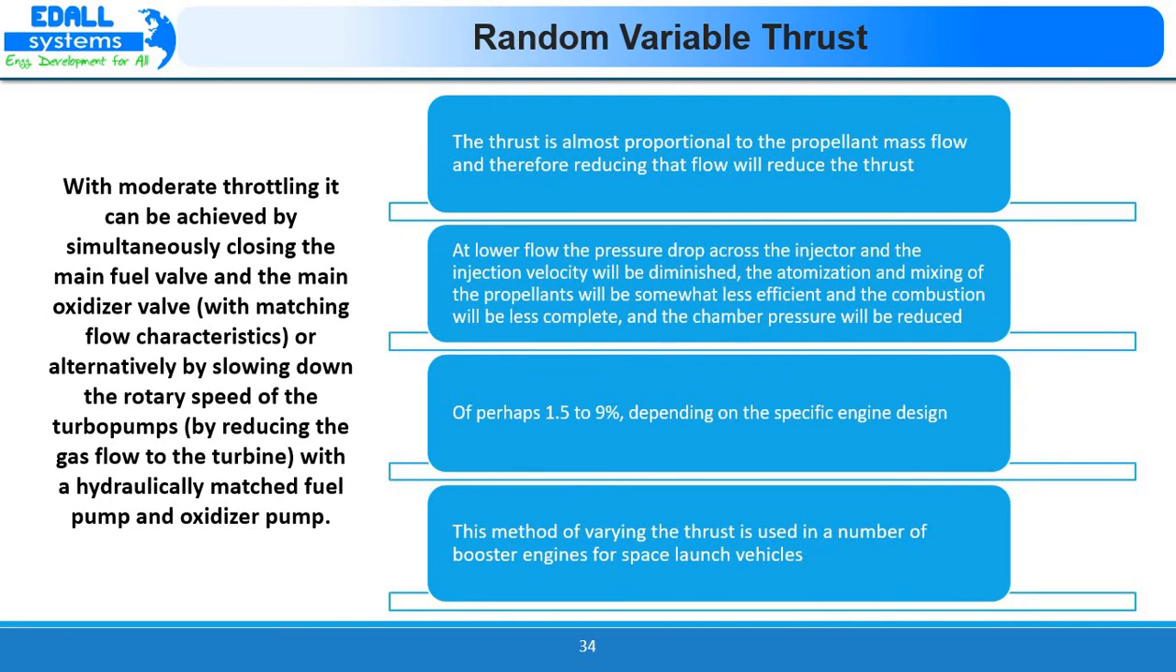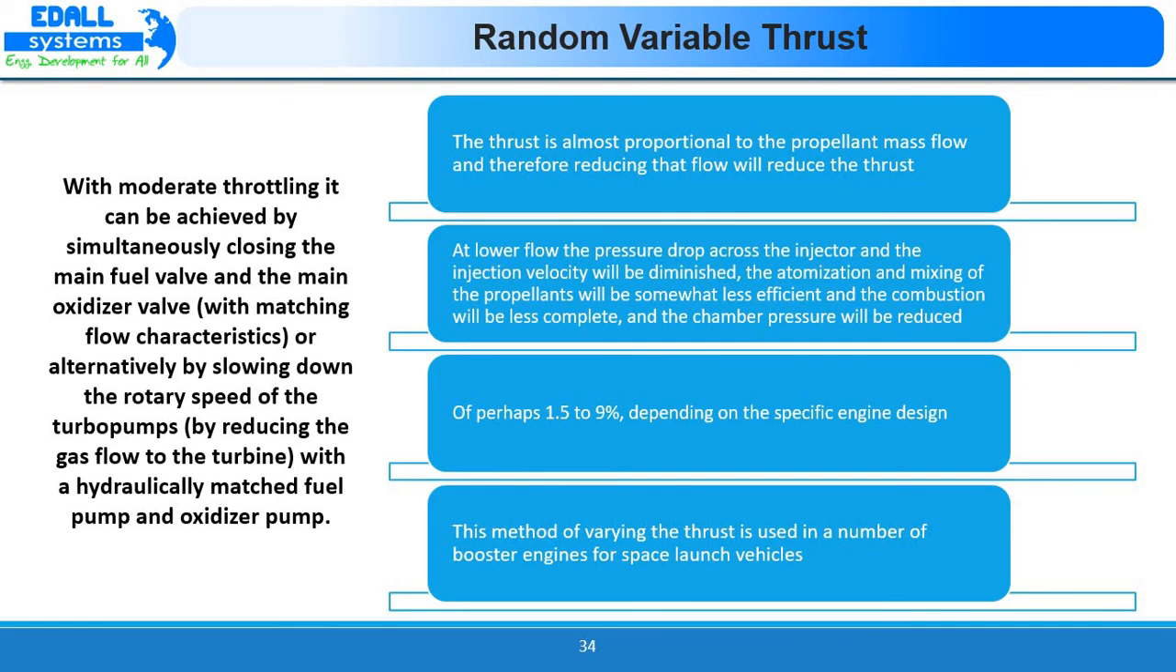The thrust is almost proportional to the propellant mass flow, and therefore reducing that flow will reduce the thrust. At lower flow, the pressure drop across the injector and the injection velocity will be diminished, the atomization and mixing of the propellants will be somewhat less efficient, and the combustion will be less complete. And the chamber pressure will be reduced by perhaps 1.5 to 9% depending on the specific engine design.